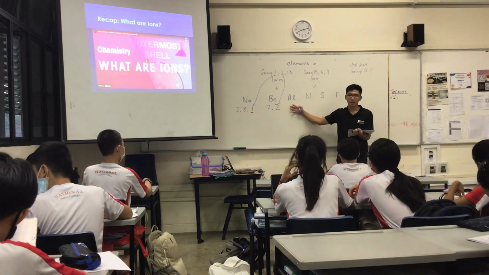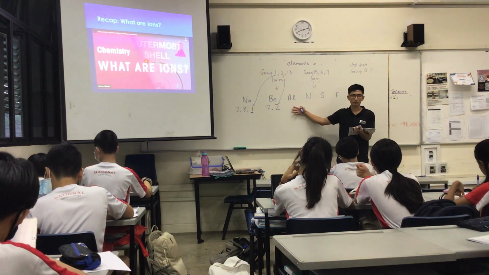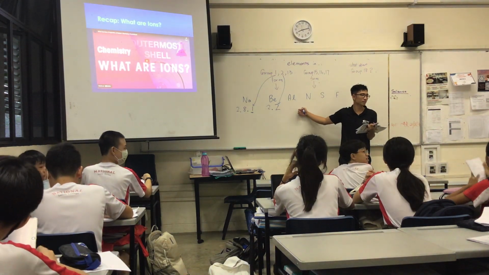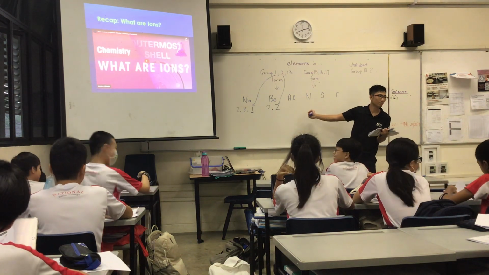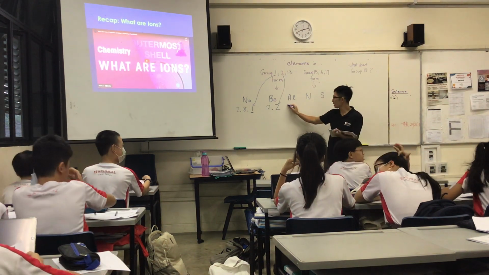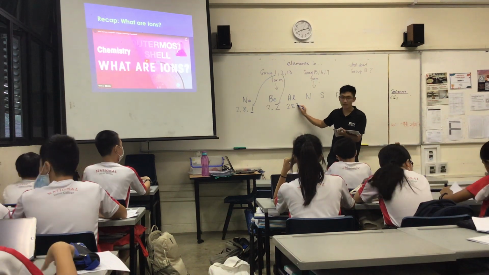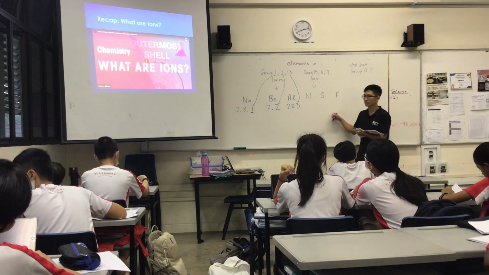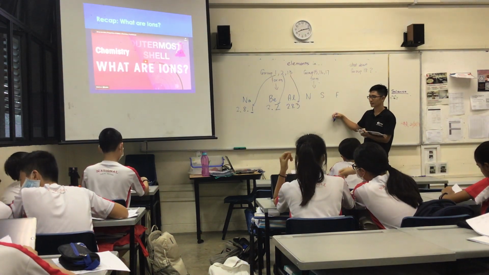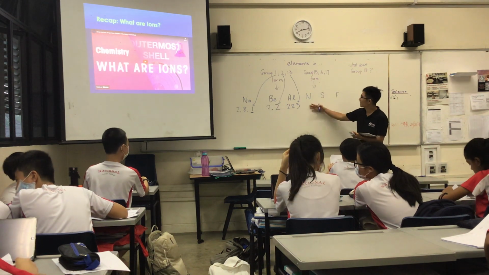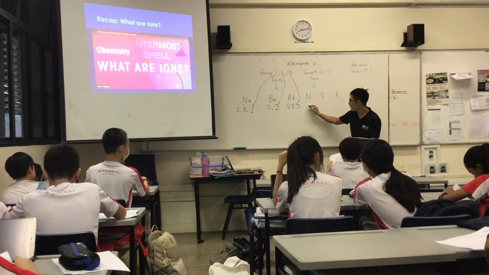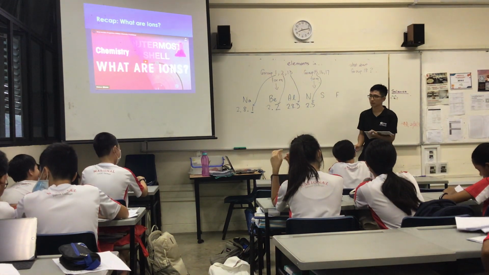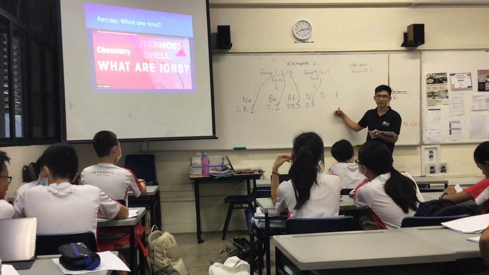Okay, next one. Let me ask you. We have problem differentiating boys and girls, huh? 2.8.3. Very good. That's why it's in group 13. And then, the one that didn't respond to me. Yes. Nitrogen. 2.5. Very good. The next ask as well.